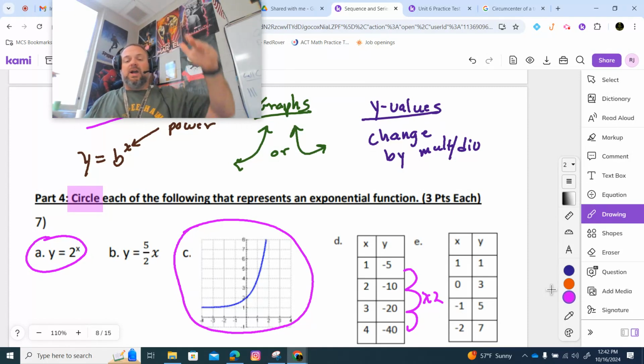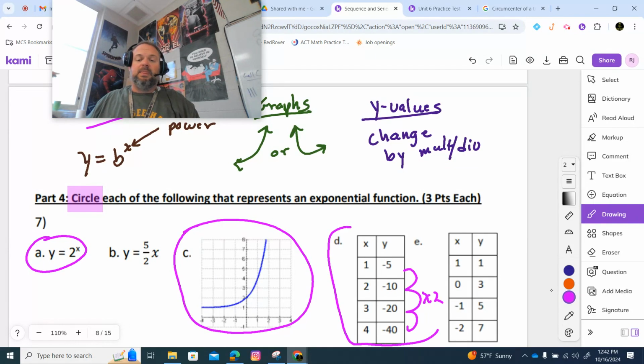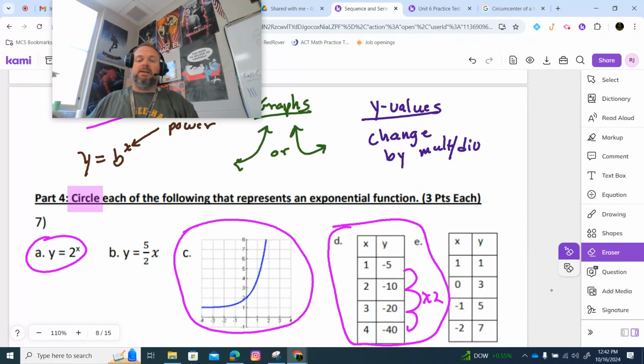Okay, so and then if we look at our y's, we're multiplying. So I'm circling D. Nope. E's a bystander.